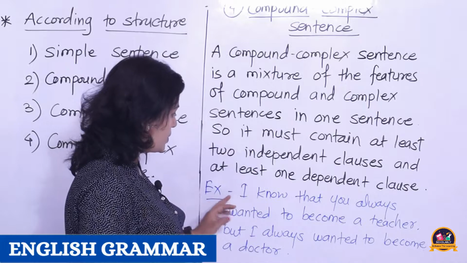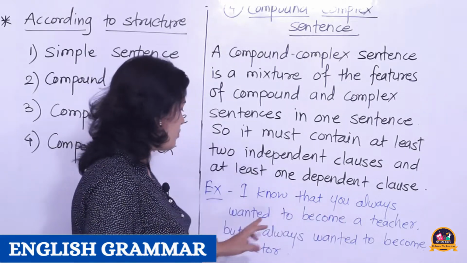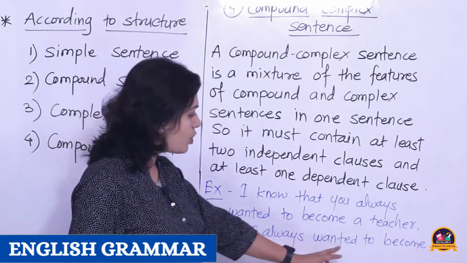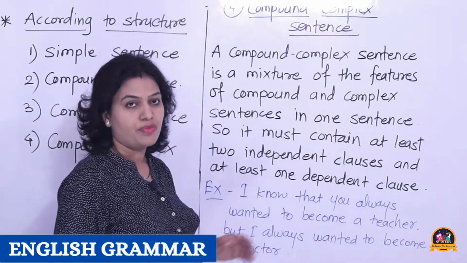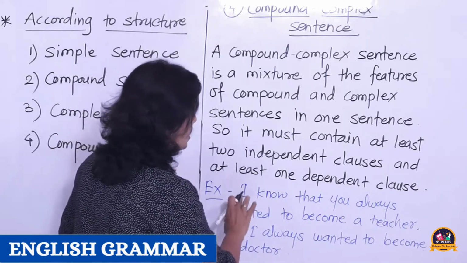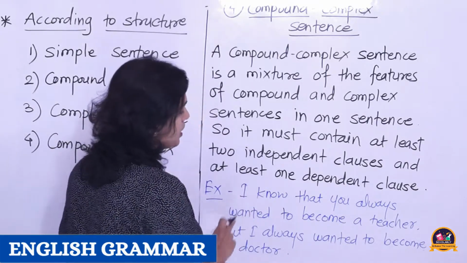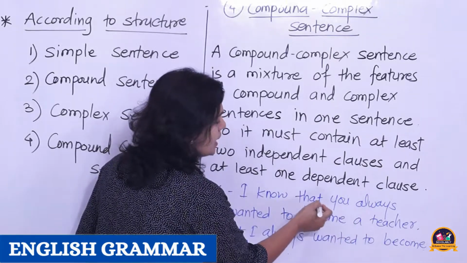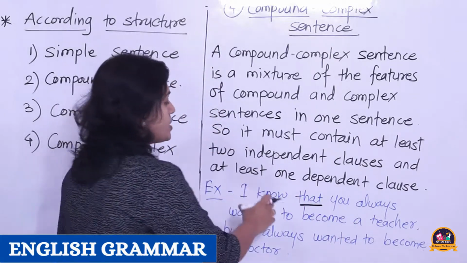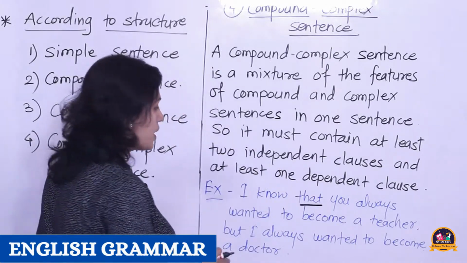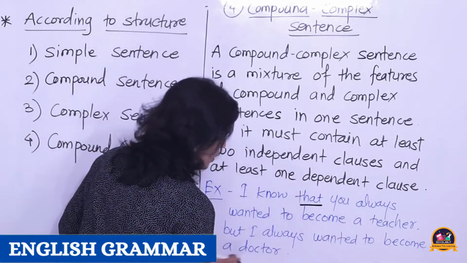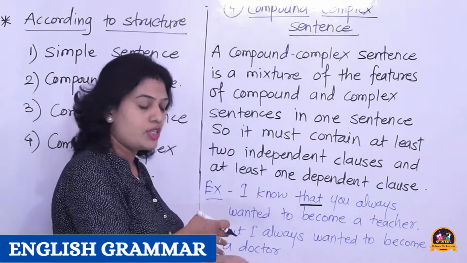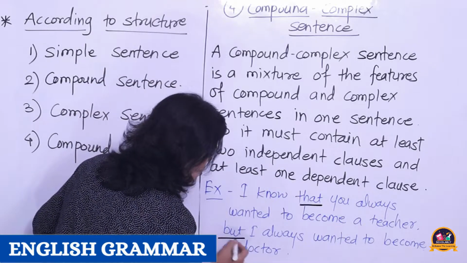Let's see the example. I know that you always wanted to become a teacher, but I always wanted to become a doctor. We can see here the first half part is a complex one. I know that you always wanted to become a teacher. This connector that denotes that this is a complex sentence. Again, but I always wanted to become a doctor. Here the second sentence is joined to the first one with this conjunction but.